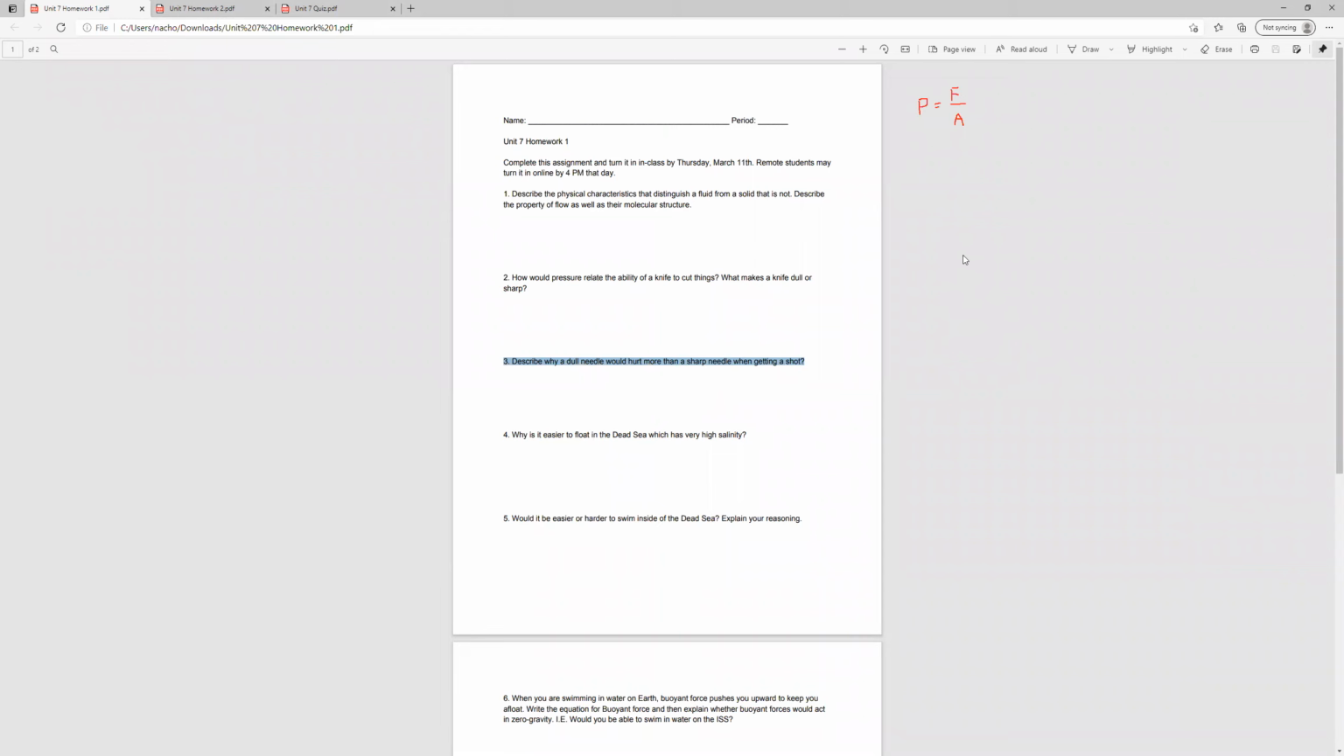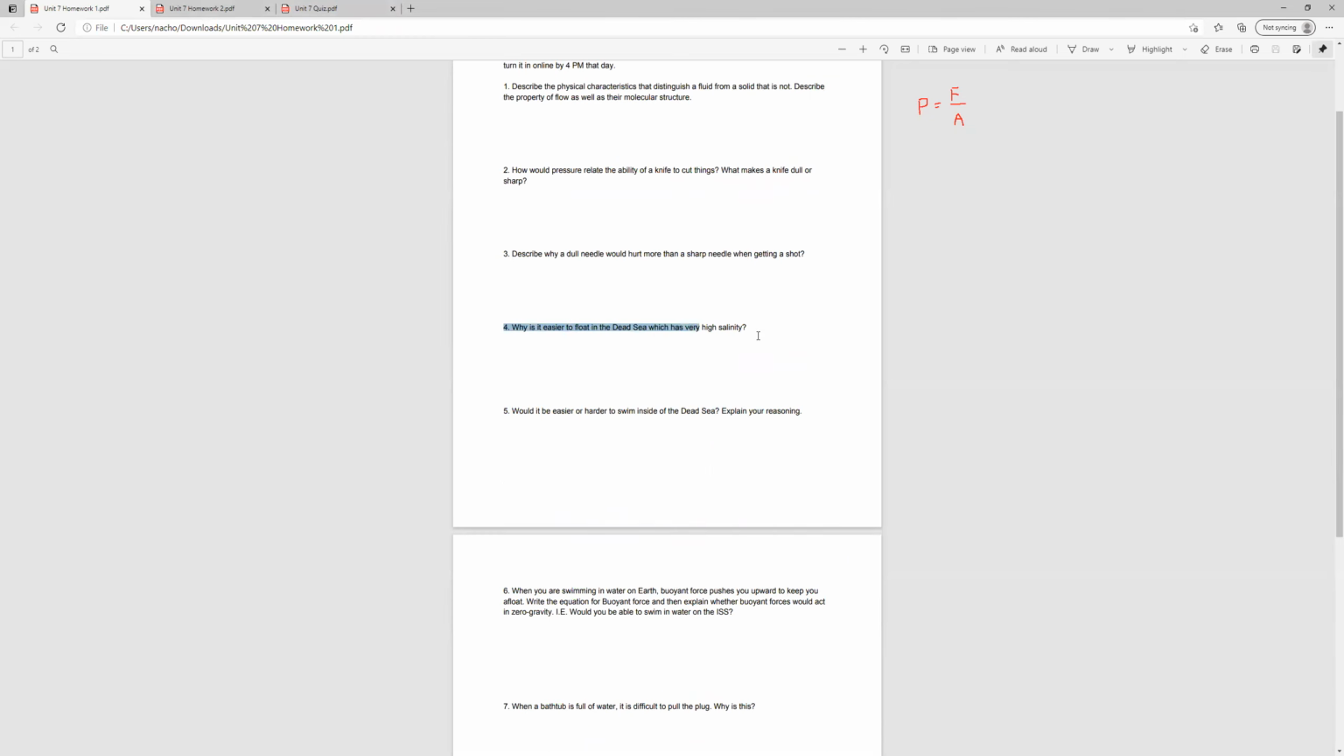Okay, and then number 3 says describe why a dull needle would hurt more than a sharp needle when getting a shot. Well, that's mainly because a dull needle has more surface area. Because you have more surface area, you need to apply more force to have the same amount of pressure to pierce the skin. Because of that, a sharp needle needs less force. The force determines how much pain we experience because the receptors in our bodies are force sensitive. Therefore, a dull needle would hurt way more because you have to apply more force.